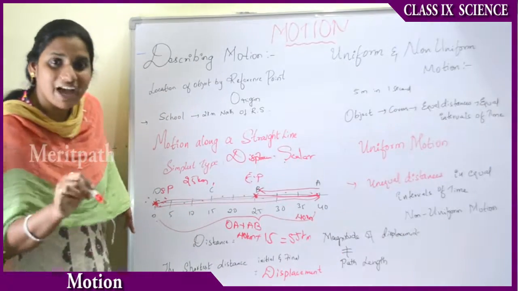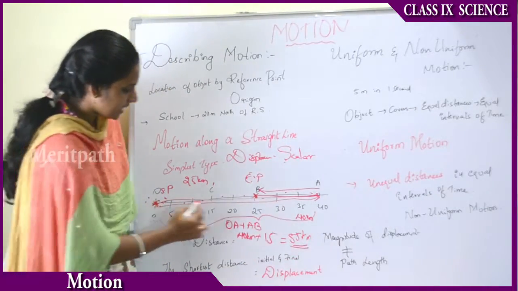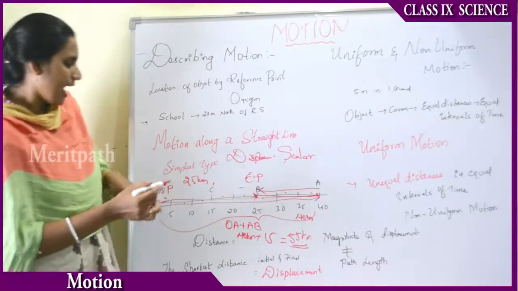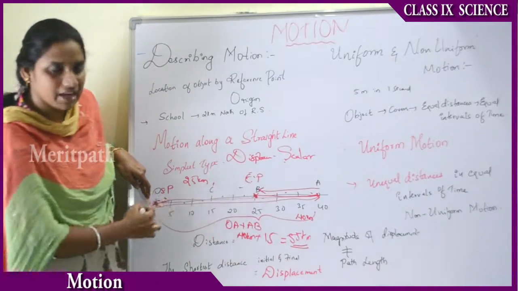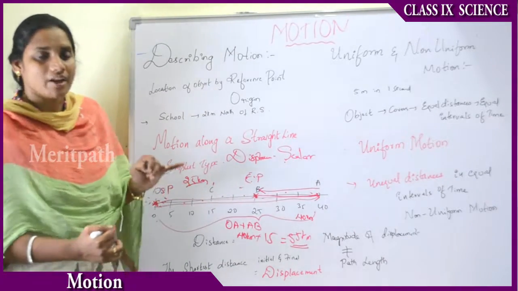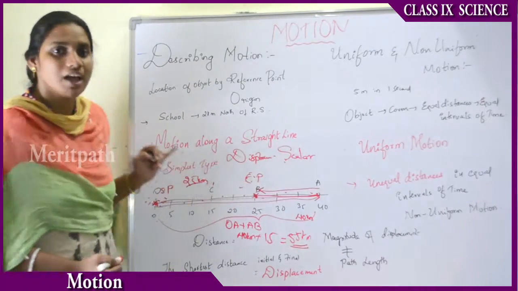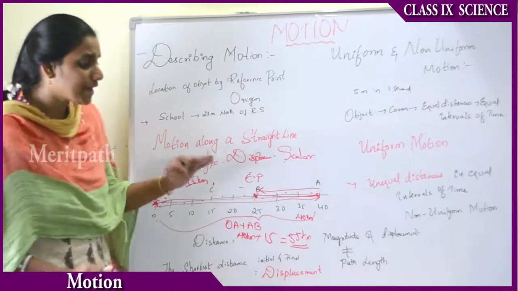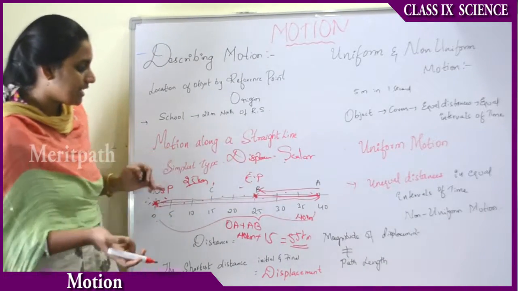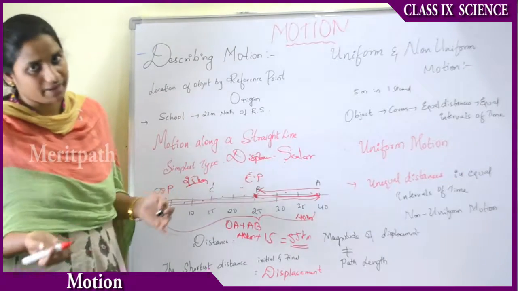But the distance covered by the object, we have said, is 55 kilometers. That means it went like this and it came back like this. The total distance covered is 55 kilometers, and the shortest distance between the initial and final positions is 25 kilometers. Therefore, we can say that the magnitude of displacement, or the shortest distance between the initial and final positions, is not equal to the length of the path. The length of the path may be different from the magnitude of displacement between the initial and final points.